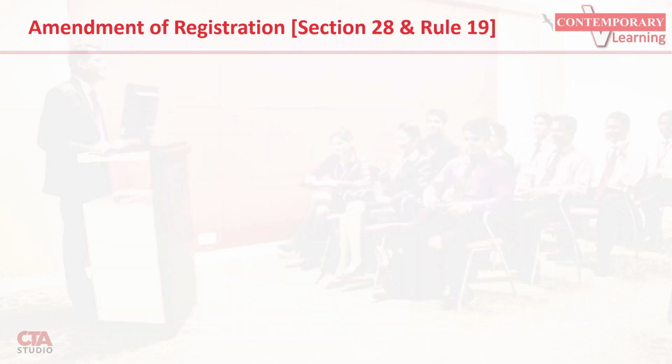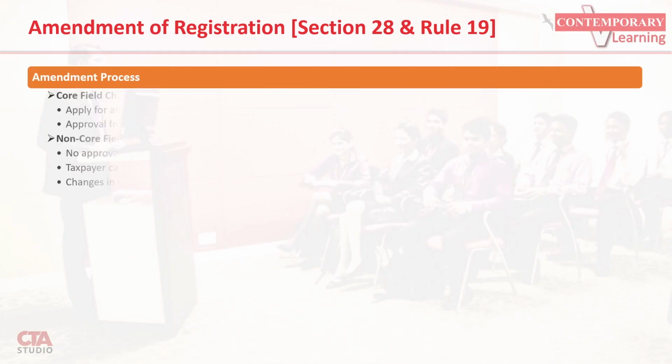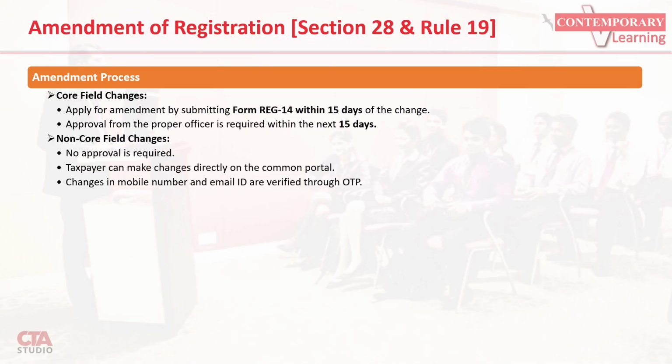Now let me explain the amendment process under Section 28 and Rule 19, which allows you to update your registration details when circumstances change. Amendment process. Core field changes: apply for amendment by submitting form REG-14 within 15 days of the change. Approval from the proper officer is required within the next 15 days. Non-core field changes: no approval is required. Taxpayer can make changes directly on the common portal. Changes in mobile number and email ID are verified through OTP.